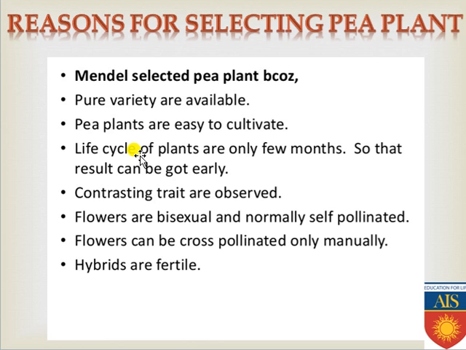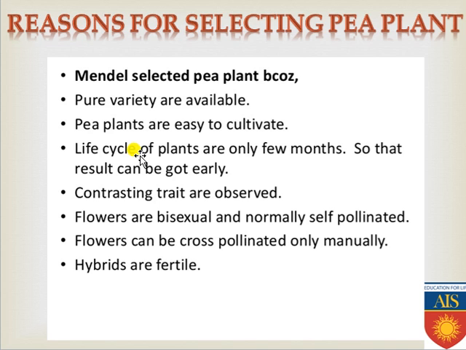Keep it in your mind, they have contrasting traits also, and those traits are 7 pairs, not 1 pair or 2 pairs. He obtained 7 pairs of contrasting traits, and those are also present on different chromosomes. So obviously it was easier for him to do the experiment.